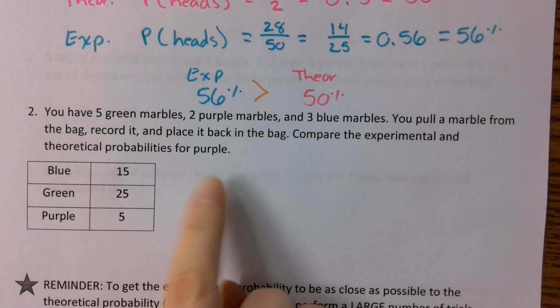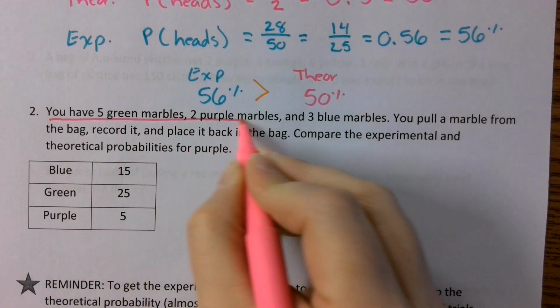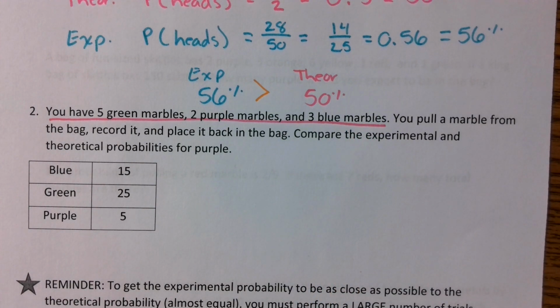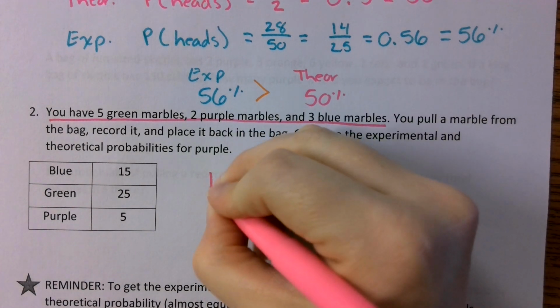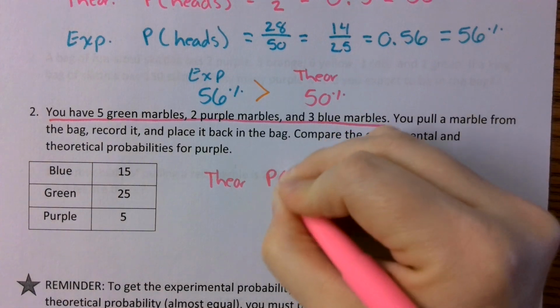All right, number 2. You have 5 green marbles, 2 purple marbles, and 3 blue marbles. So that's the information that they're giving to me. That's the theoretical information. That's like saying, hey, you have a coin. Here they're saying, hey, you have this many marbles. That's your theoretical.